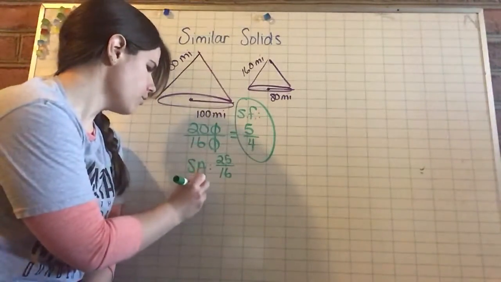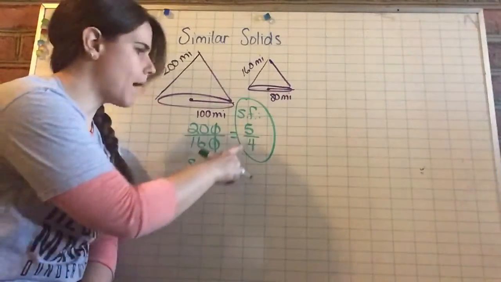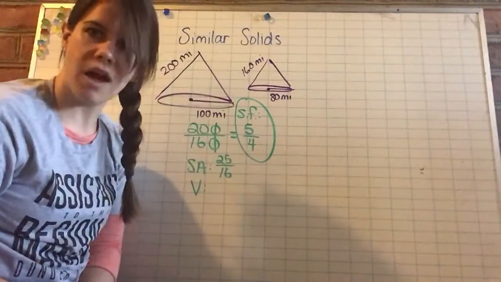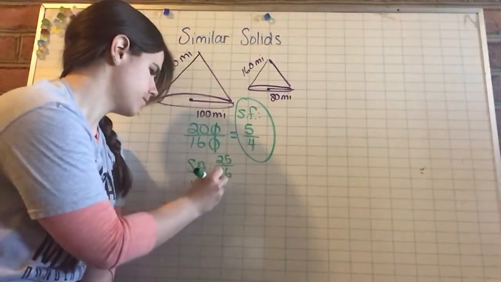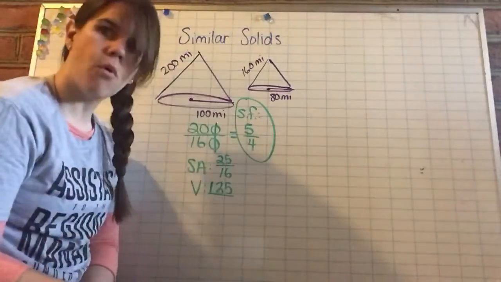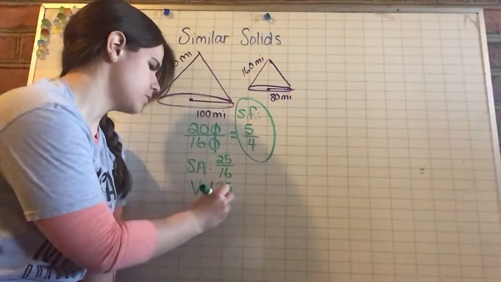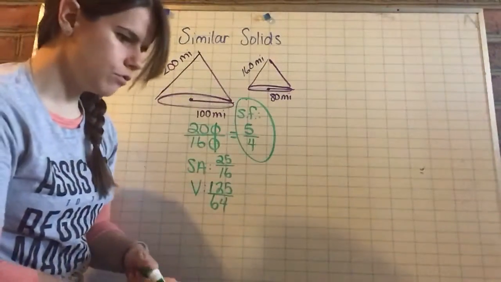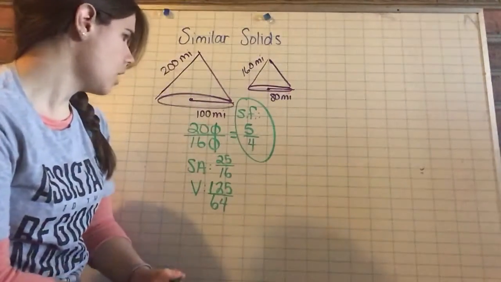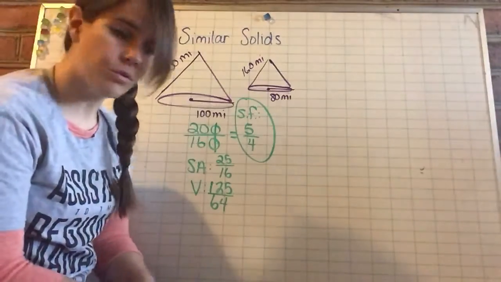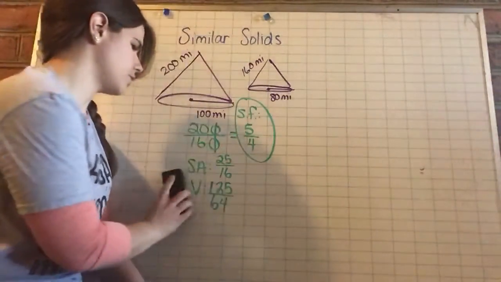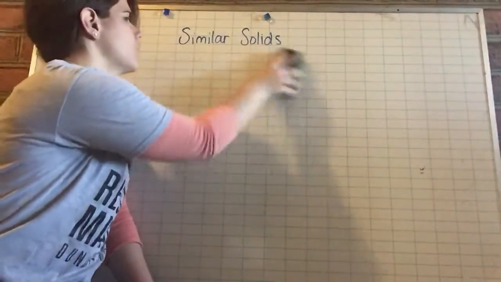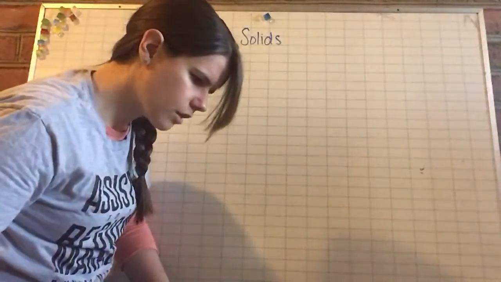And then for my volume, now I don't use this, I go back to here and I cube these numbers. So 5 cubed is 5 times 5 times 5, which is 125, and 4 cubed, 4 times 4 times 4, is 64. Okay? So that's how you deal with your surface area and volume relationships when you have the scale factor. Okay, so that's pretty straightforward. Let's look at some of these other problems that kind of go backwards, are a little bit more challenging.